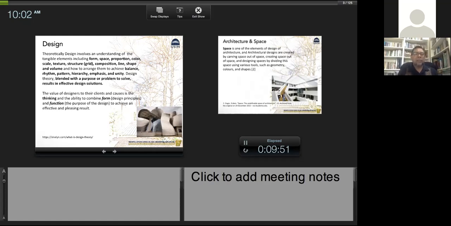This is design theory, and the design theory blended with the purpose or problem to solve results in an effective design solution. This is what actually the objective of the design is, which is a problem to solve, and the solution must be effective, an effective design solution.